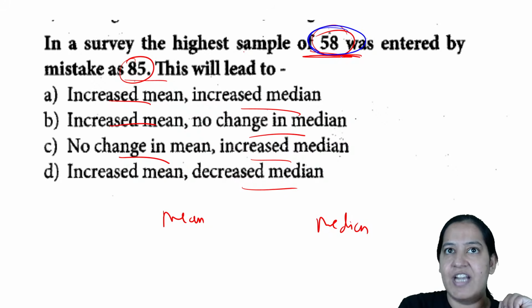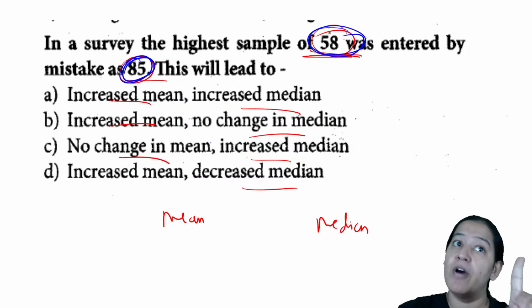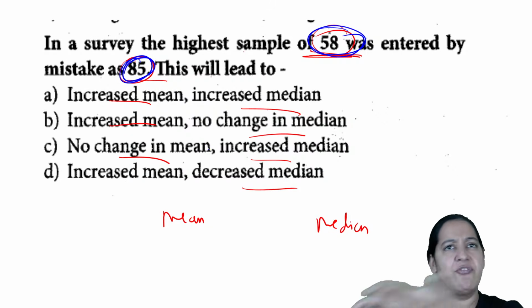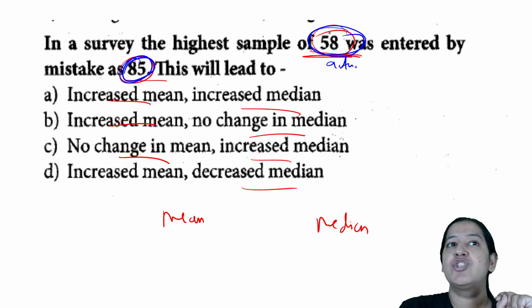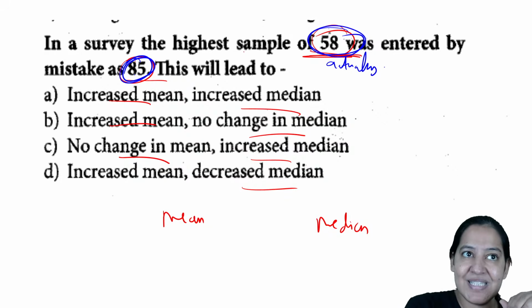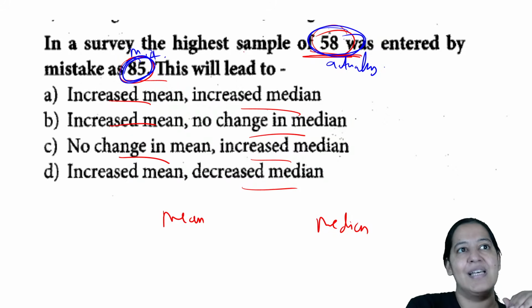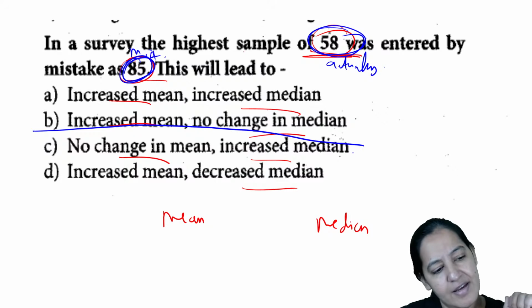Instead of 58, you have entered 85. One of the values, there may be 10, there may be 100 values, whatever values are there. One of the values was actually 58, but mistakenly it has been entered as 85. Then what will happen? RK is saying B. Is it the case, RK? I don't know.